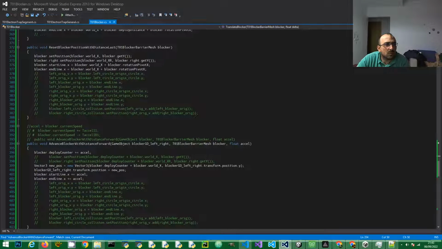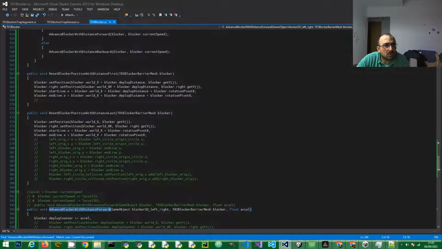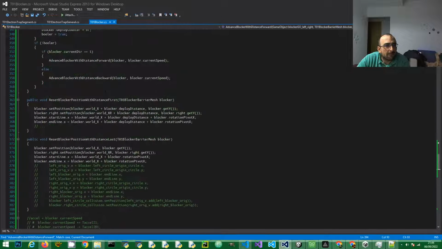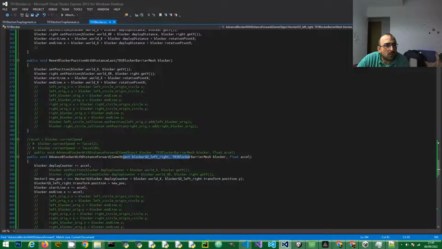Set advanced. Here it is. Blocker with distance forward. We have blocker and current speed. Blocker and current. Okay. Blocker.